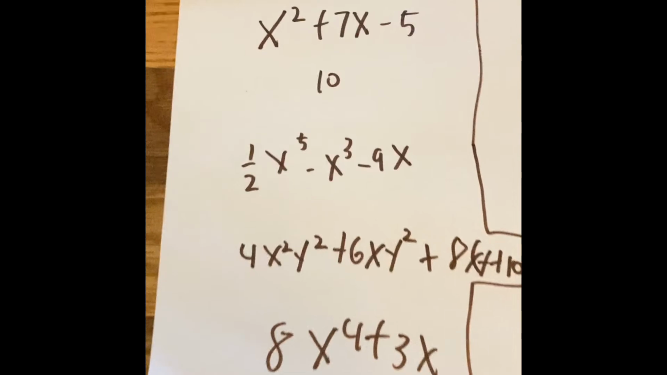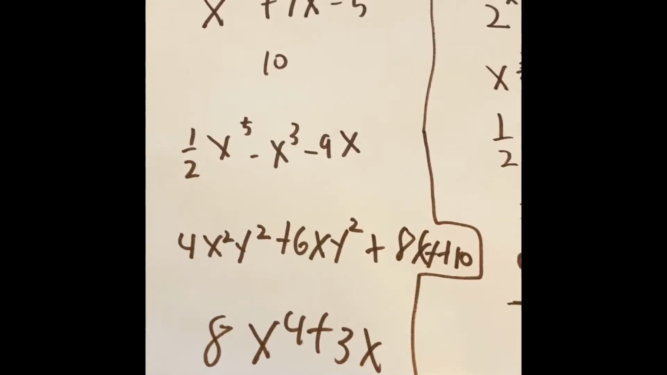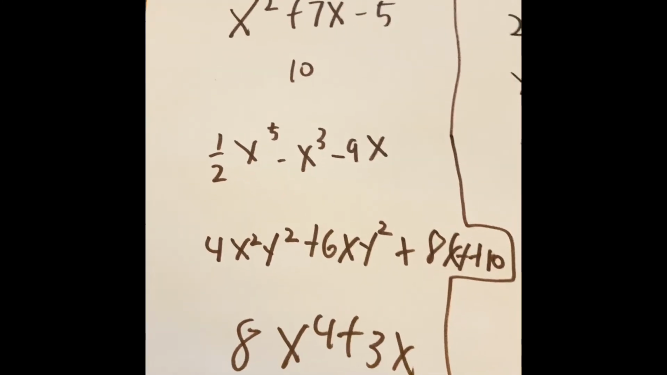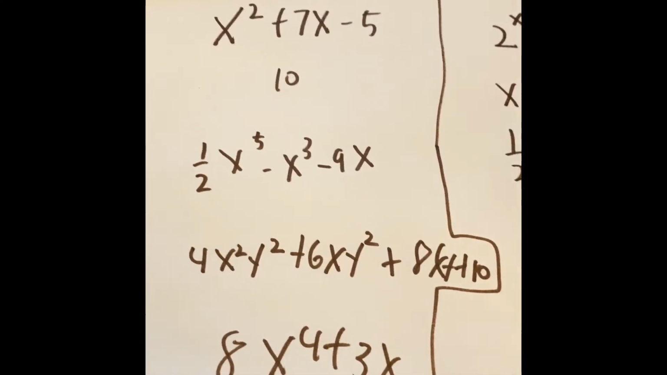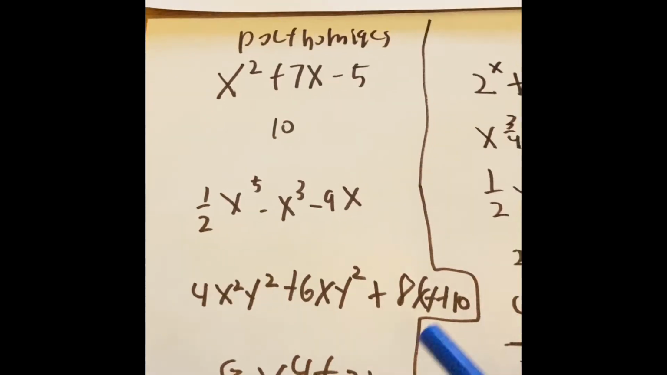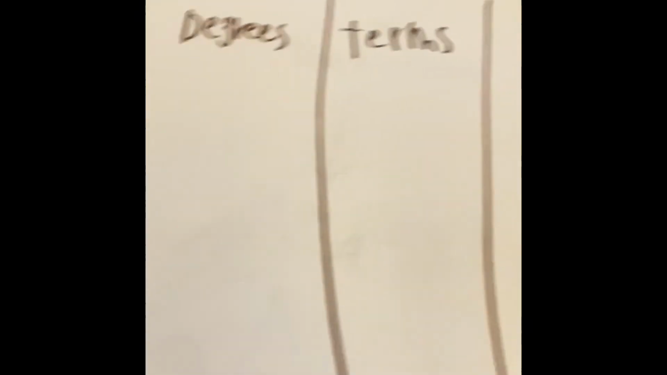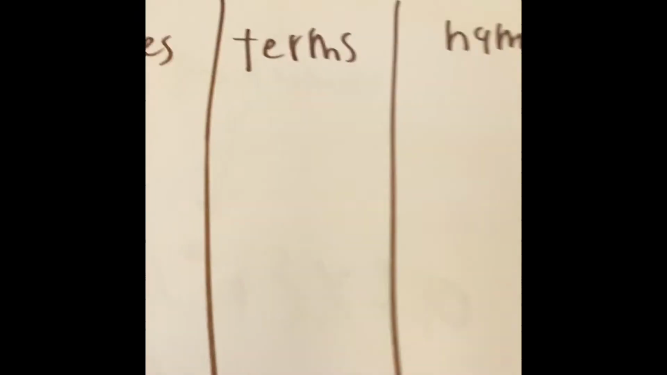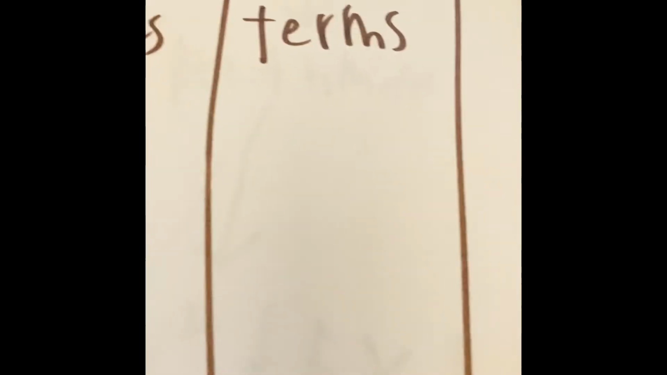These ones on the left don't violate the rules. These ones can be polynomials. So when we understand what polynomials can't have, then we'll be able to learn what degrees, terms, and names are. Let's look at the terms.